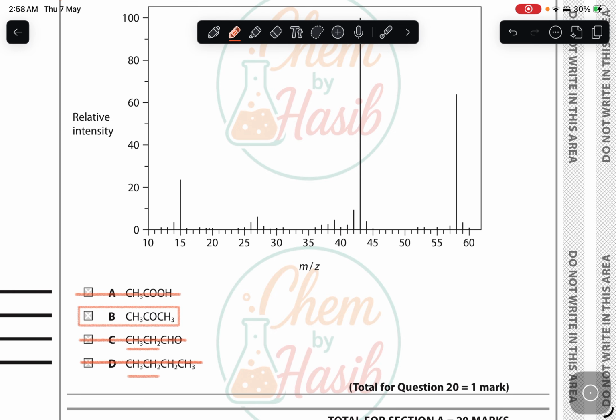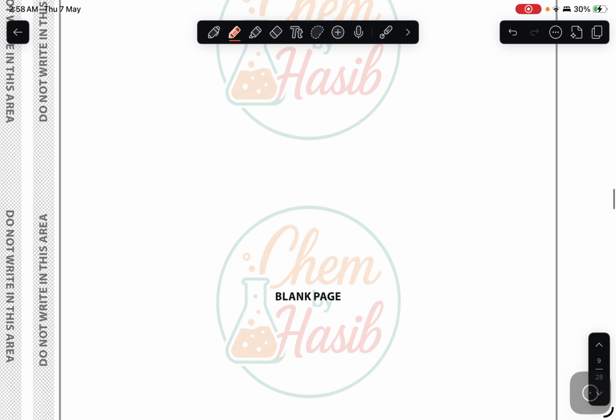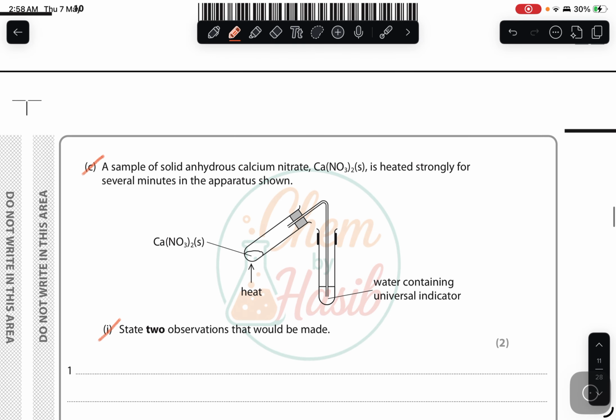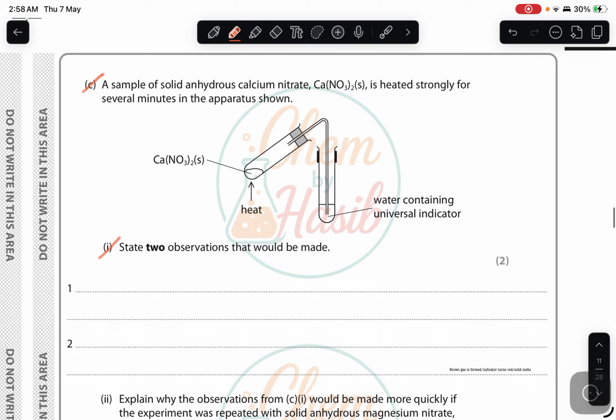Then we move on to section B. In section B, we move on to question number C1. It says 2 observations that could be made. One observation that we can make, because when you are heating calcium nitrate here, the calcium nitrate decomposes into nitrogen dioxide and oxygen gas. So nitrogen dioxide is a brown colored gas, so you will see brown colored gas moving into the tube containing water that contains universal indicator.